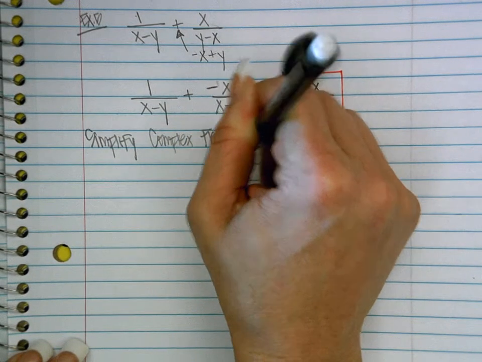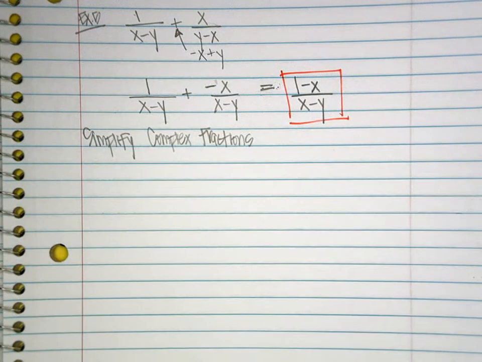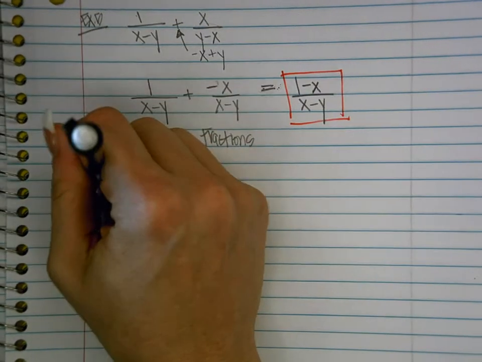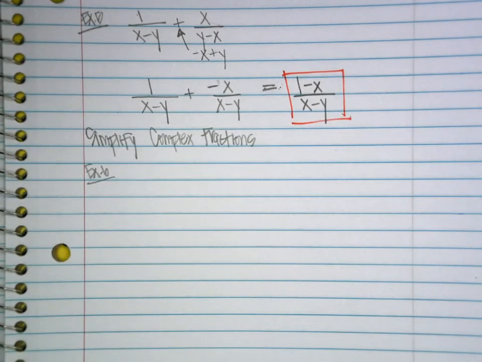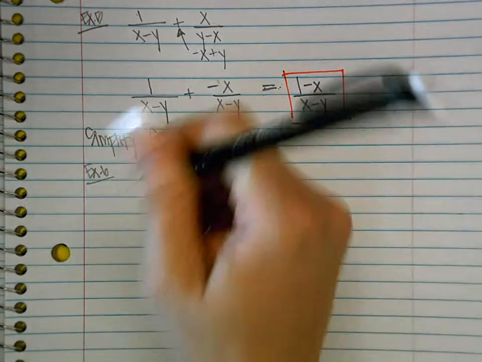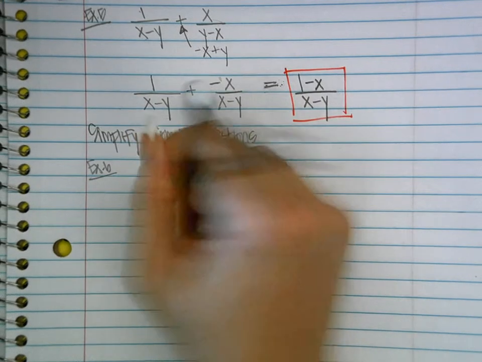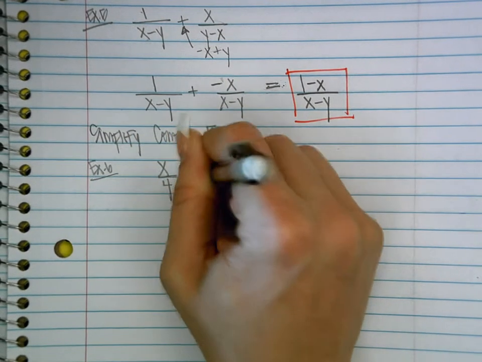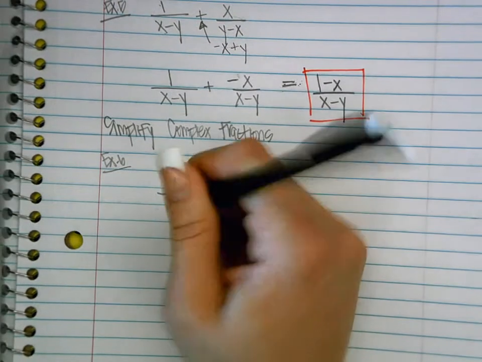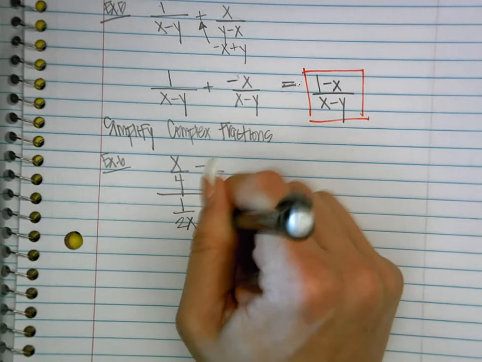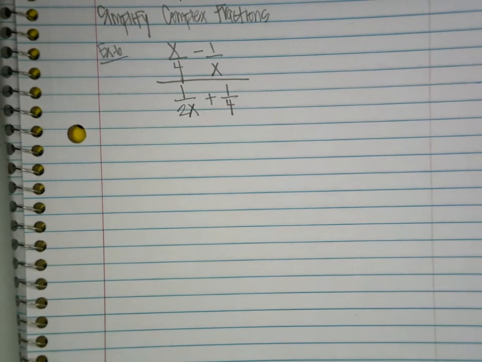Simplify complex fractions, okay? Complex fractions are what I would refer to as double-decker fractions. You guys may have seen these before. I'm not 100% sure. And we're going to ask you to simplify x over 4 minus 1 over x, divided by 1 over 2x plus 1 over 4. That's something called a complex fraction, or I would refer to it as a double-decker fraction.